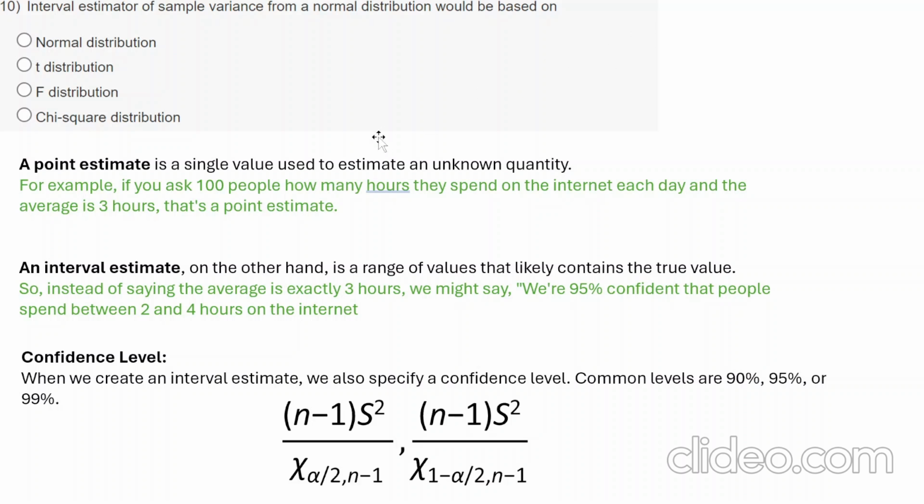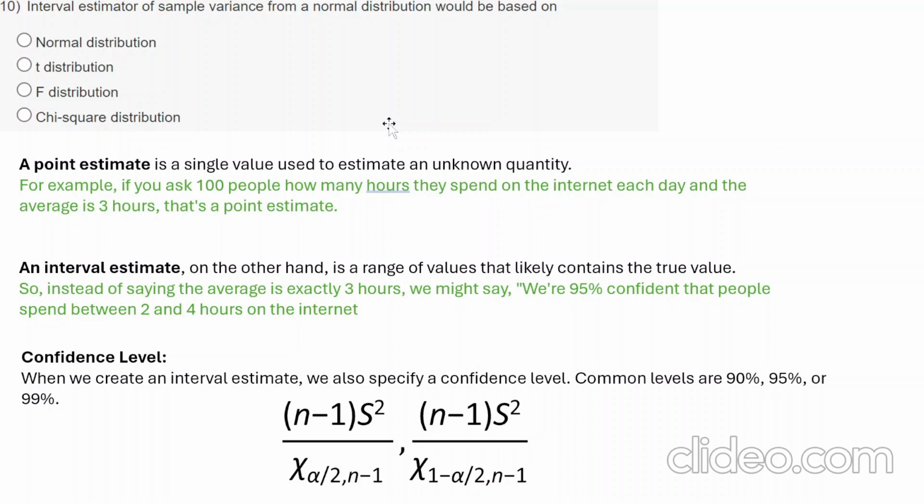Anyway, the chi-square distribution we have discussed before, stating that when the sample mean is equal to the population mean, the sample variance follows the chi-square distribution. That is what we have seen before. Here also the trend remains the same, because the interval estimator of sample variance for a normal distribution will be based on the chi-square distribution. So the answer is chi-square. Let me explain from the basics.